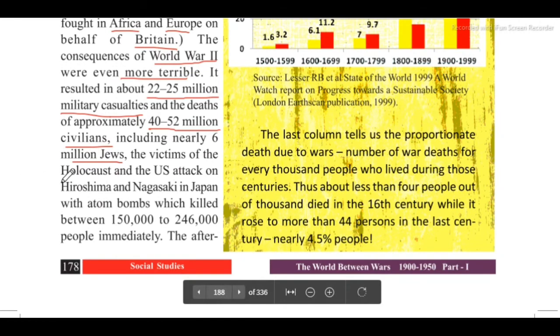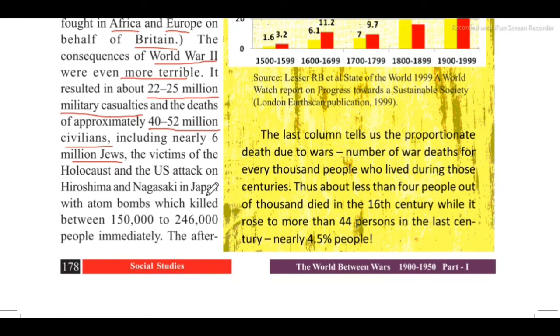Ultimately, this Second World War came to an end with the US attack on Hiroshima and Nagasaki in Japan with atom bombs, which killed 150,000 to 246,000 people immediately. Even today, the people of Hiroshima and Nagasaki are feeling the radiation effect of the nuclear bombs dropped by the United States of America.